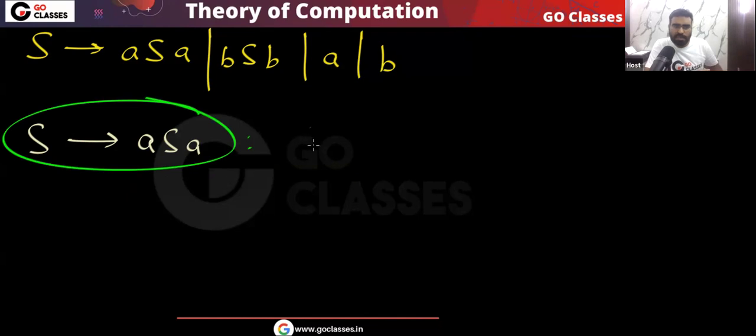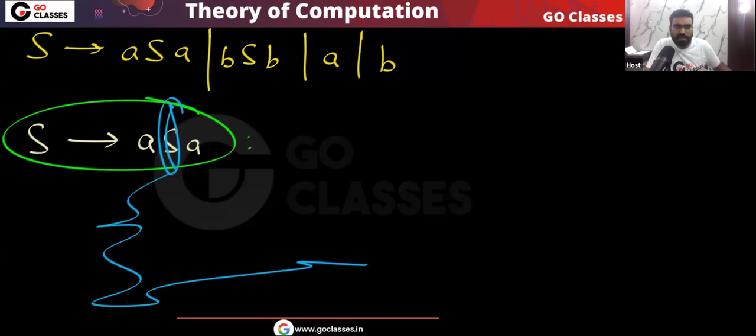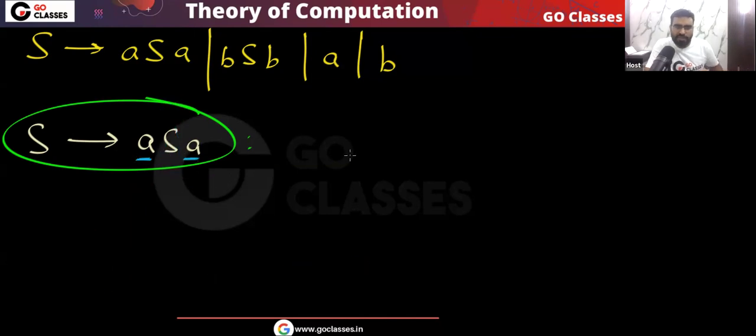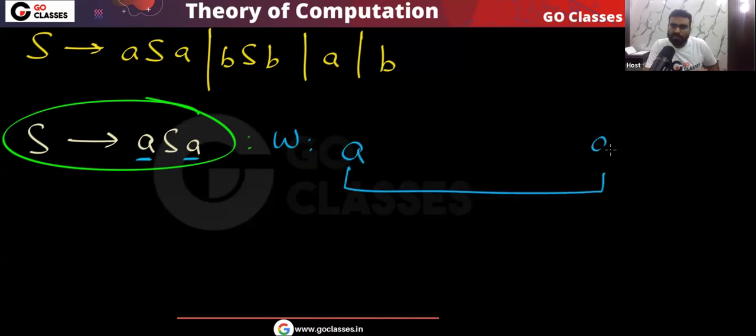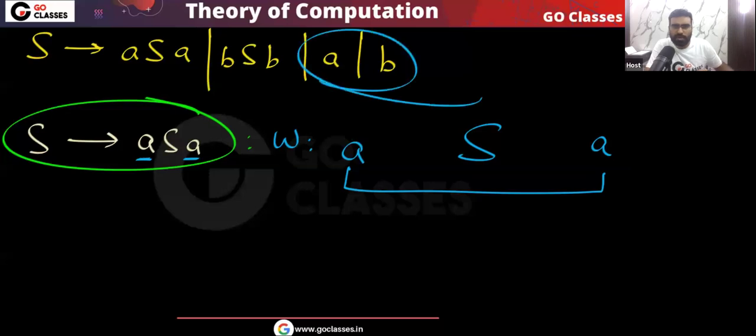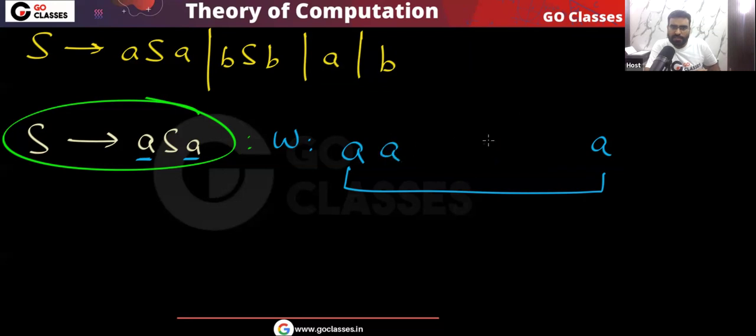then this S in between I can replace with anything. But remember, I will start with a and end with a. Yes or no? So the string I will get is like this: I start with a, end with a, and there is S in between. Now this S I can replace with aSa or bSb, or with a or b. So this S I can replace with either aSa or bSb. So let me replace this S with aSa, like this.